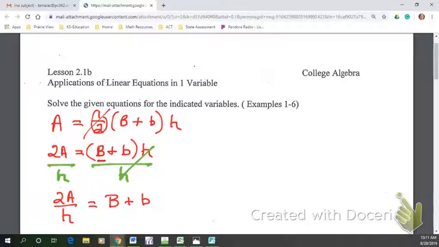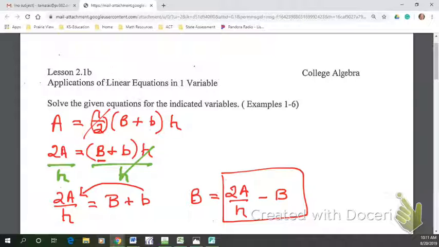So now, to get that b by itself, what am I going to do? I'm trying to get the uppercase. And of course, if you were trying to solve for this one, then you would move this one over, right? So my uppercase b is going to be 2a over h minus b. All I did was take this and move it over there to get this by itself. And so now it looks like this. Is everybody okay with that?